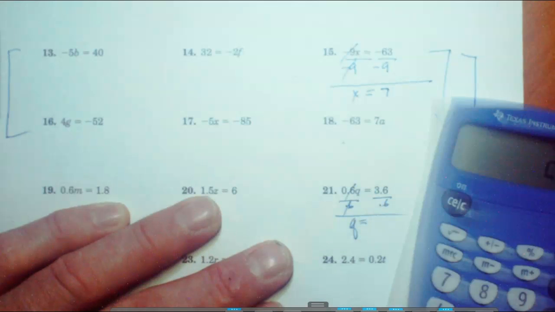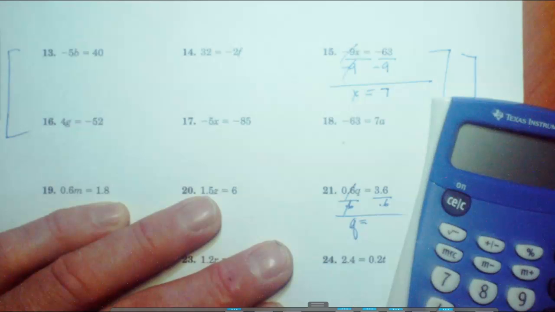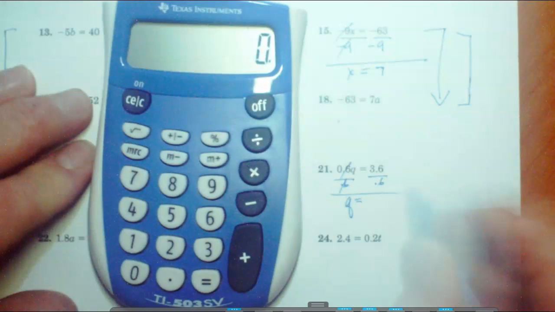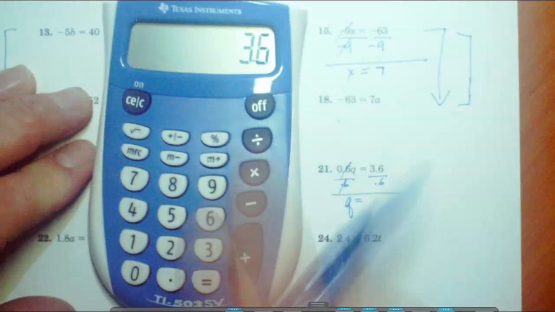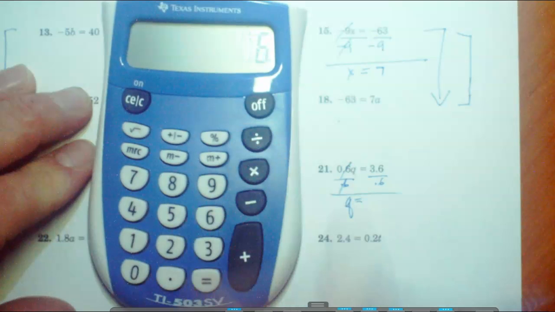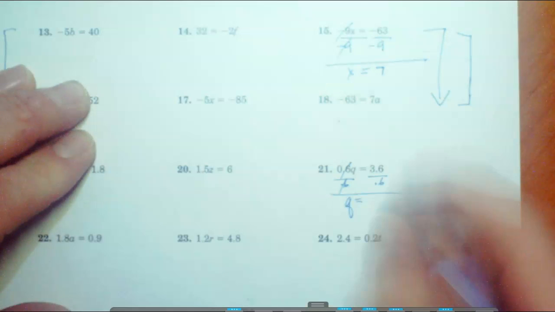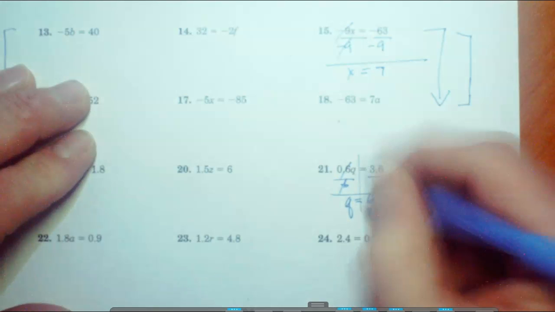And you can use your calculator if you want on this. I mean, I don't care. You could probably figure it out in your head. It's like $3.60 divided by 60 cents. But 3.6 divided by 0.6 equals 6. And there you go.